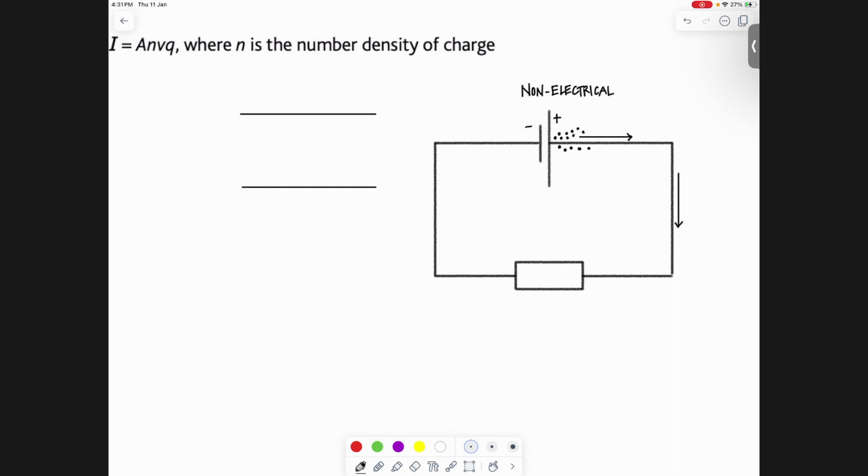Okay, so we learned that if you have a positive terminal and a negative terminal and you have a charge in between, right? Let's say the charge is positively charged. Okay, can you tell me which direction the charge will move? Naturally downwards. You all agree, right?